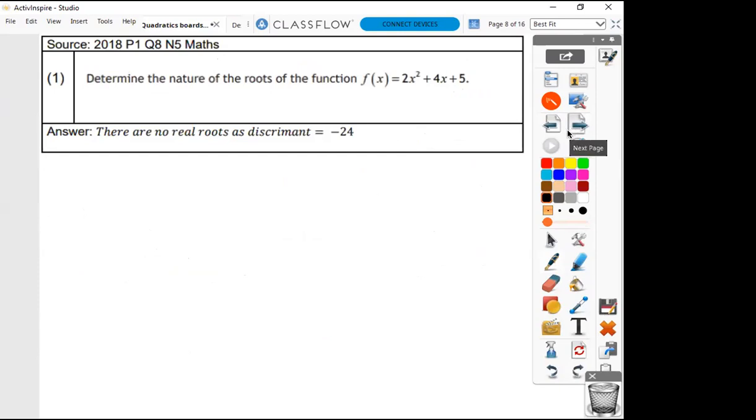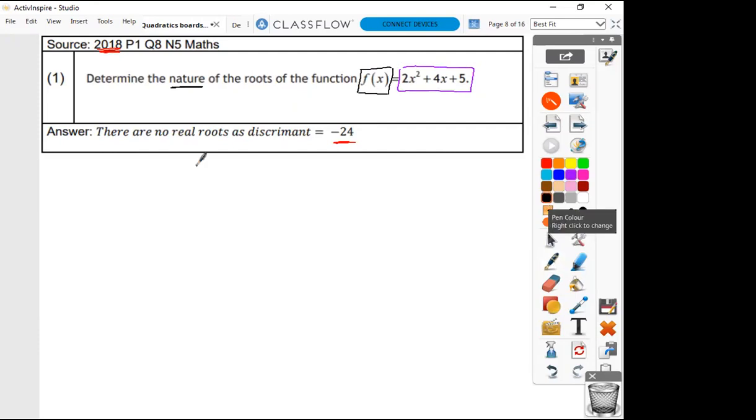That on your screen there is a past paper question from 2018. That's the answer we're looking for. But let's have a wee look at what it's asking us to do. It says determine the nature of the roots of the function. So it's asking us the nature, so we're working out the discriminant. The fact that it says f(x) just means they've written it in functional notation. We'll cover that later on, but essentially we're doing the exact same process to that quadratic.